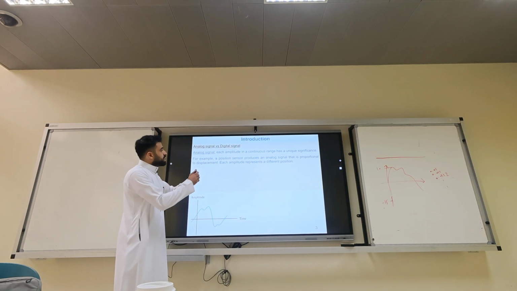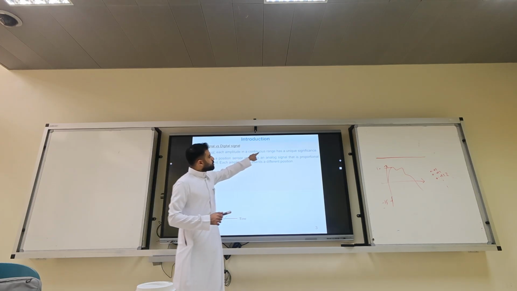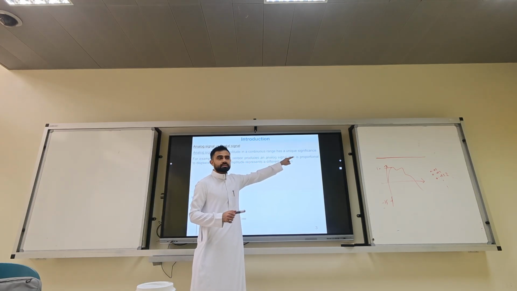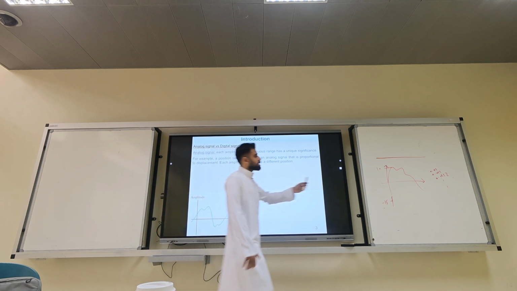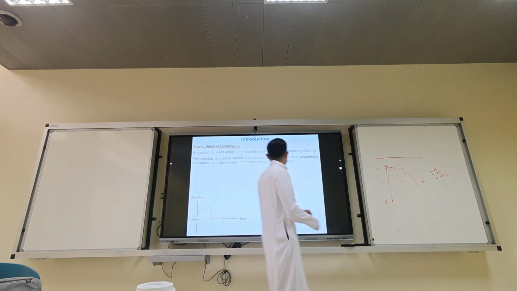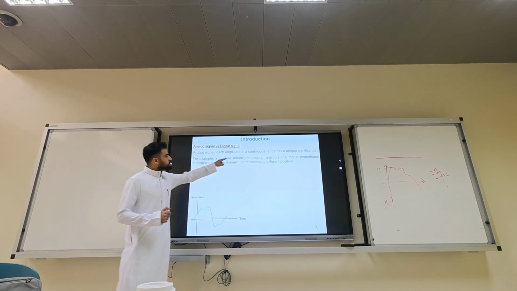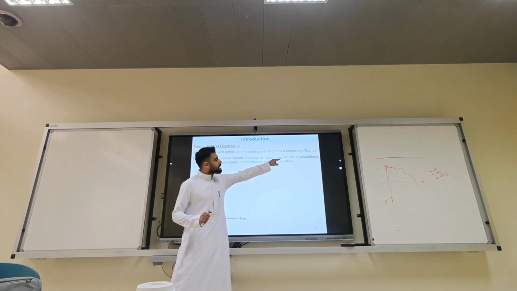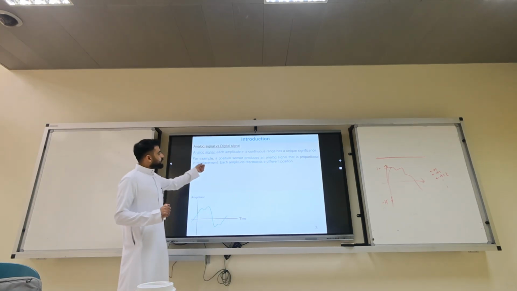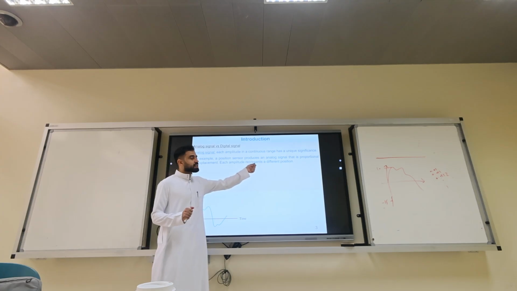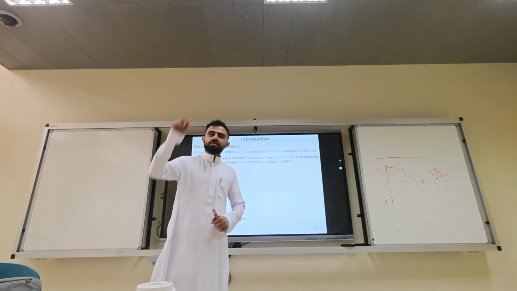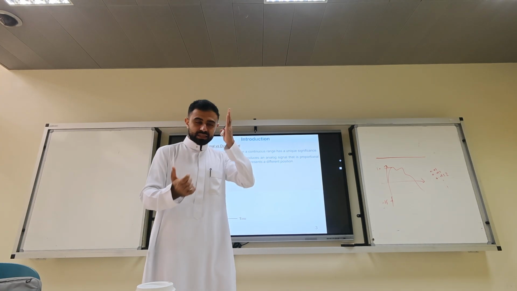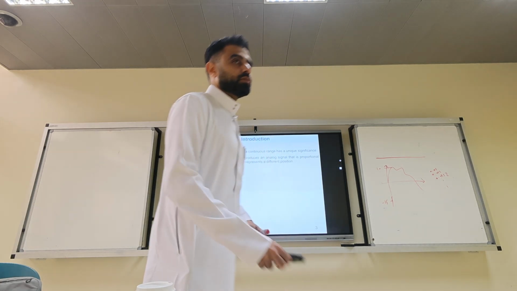Each amplitude in a continuous range has unique significance. Each value of time has a unique significance. For example, a position sensor produces an analog signal that is proportional to a displacement. Each amplitude represents a different position. At every single picosecond there is a specific value. Instantaneous.